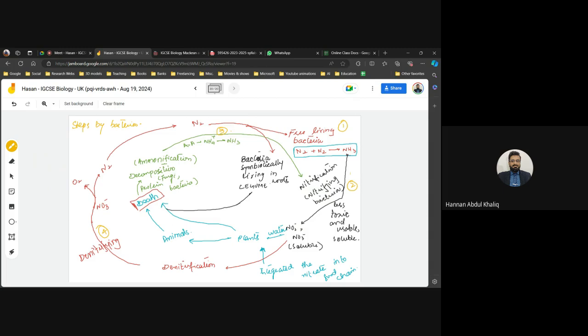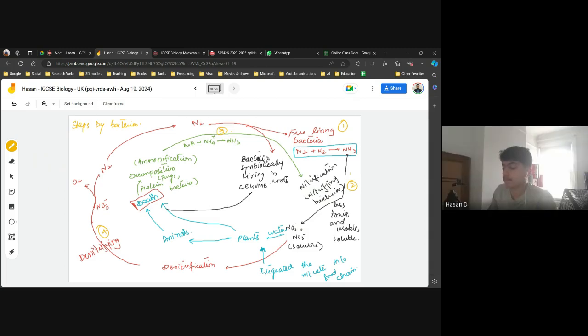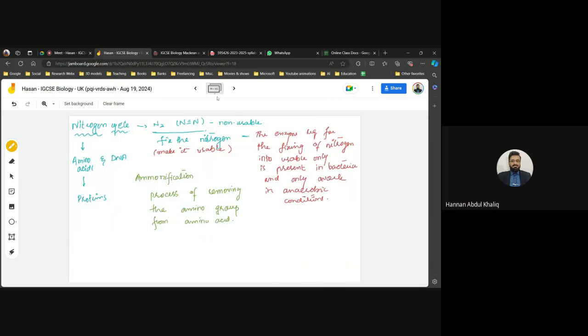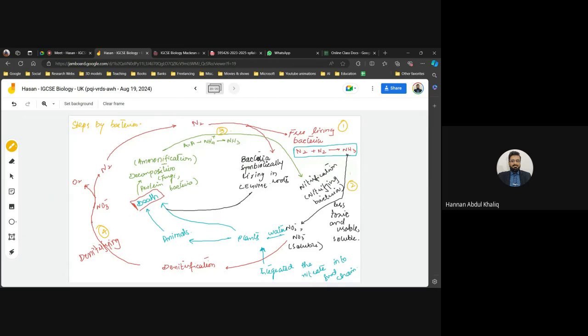Okay, so is it understood? Okay, so this is the nitrogen cycle, movement of nitrogen into the nature.